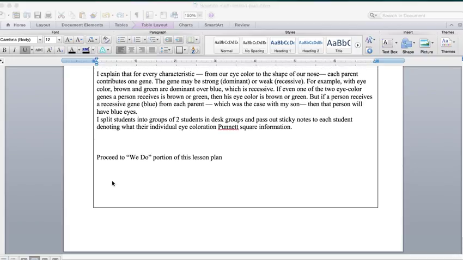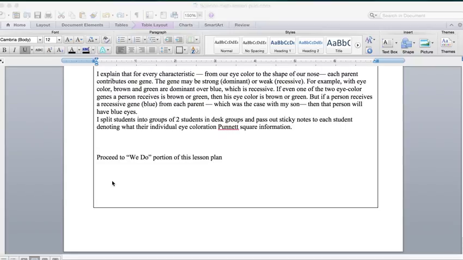This is where you can explain that for every characteristic, from our eyes to the shape of our nose, each parent contributes one gene. This gene may be strong, which is dominant, or weak, which is recessive. For example, with eye color, brown and green are dominant over blue, which is recessive. If even one of the two eye color genes a person receives is brown or green, then his eye color will be brown or green.